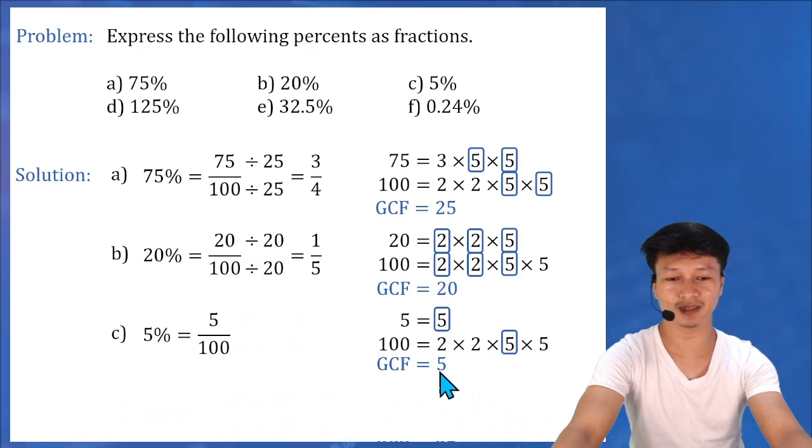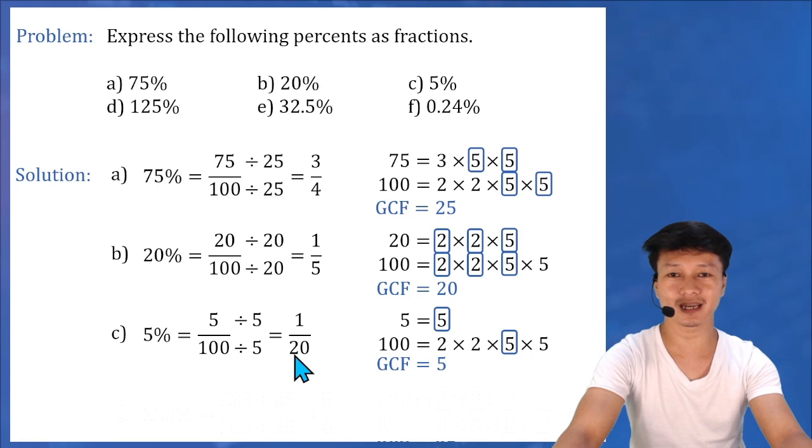Kaya 5 ang gagamitin nating divisor for both numerator and denominator of this fraction. So 5 divided by 5 and then 100 divided by 5. And that gives us, ano nga ba ang 5 divided by 5? Obviously, that is 1 over 100 divided by 5 is 20. Tulad rin ng sinabi ko kanina, yung natira ditong factors after getting the greatest common factor, yun din yung mga magiging sagot dito sa simplest form ng fraction.